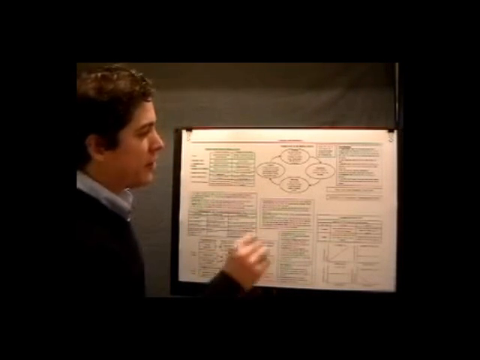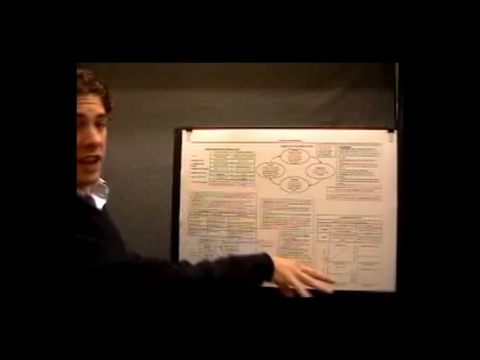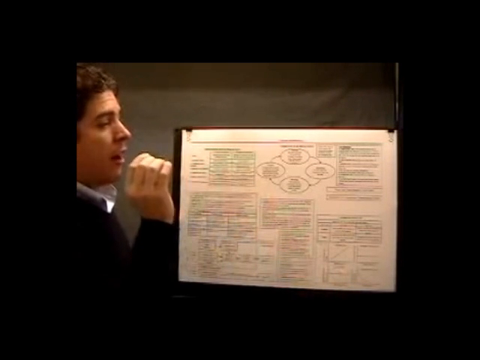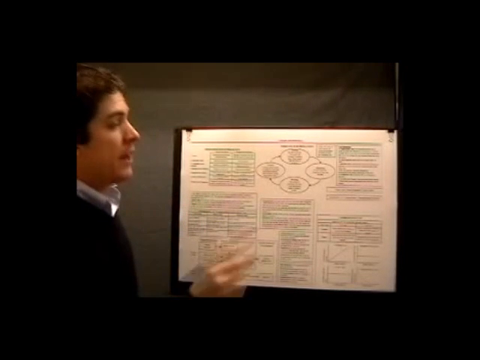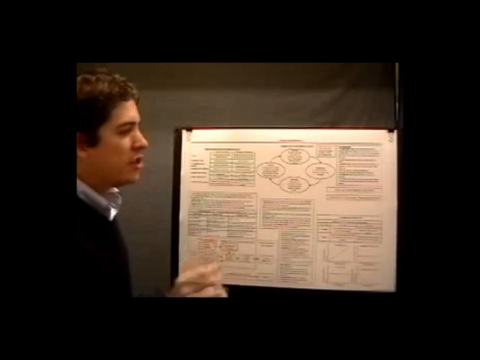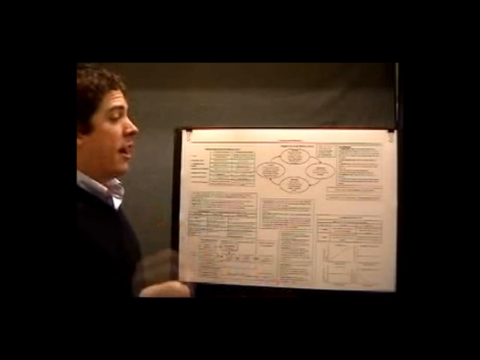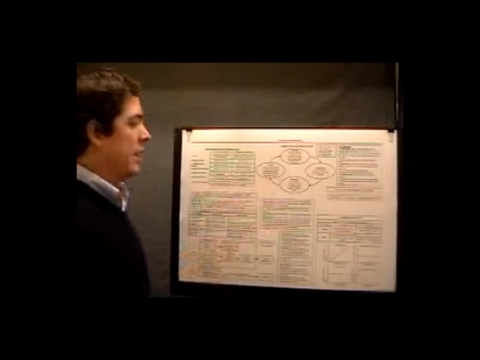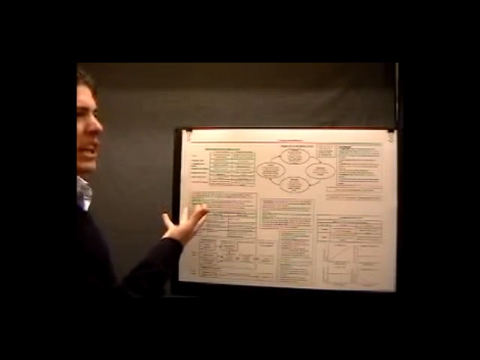Next cost definition, variable cost. Cost changes when activity levels change. All right, we're going to get into that. There are some graphs down here, but understand a variable cost changes when activity levels change. A fixed cost remains unchanged when activity levels change. Fixed, it doesn't change. Variable, it changes.